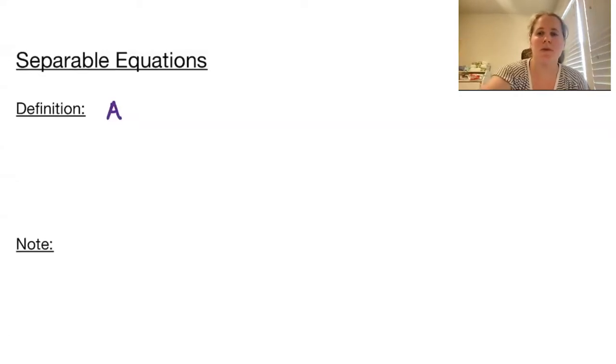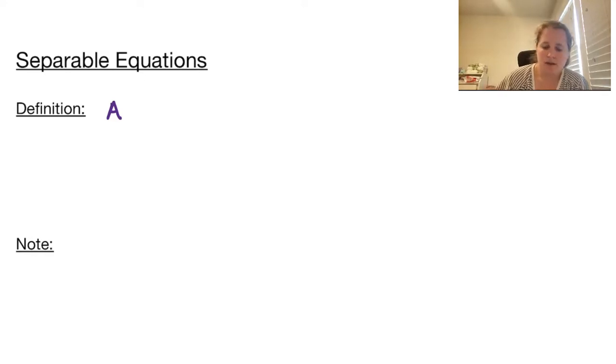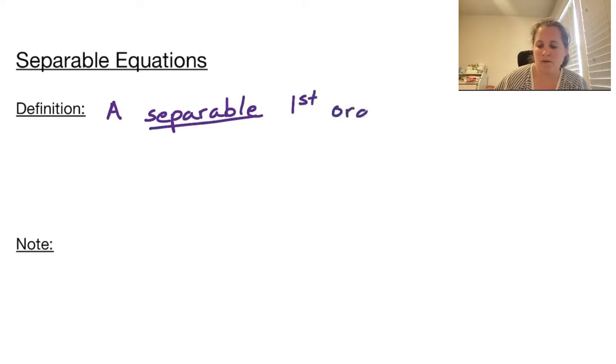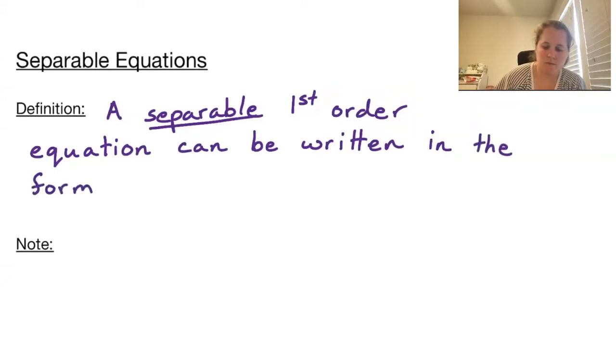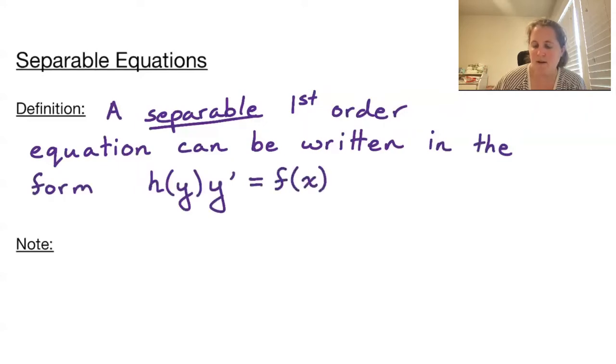Welcome to separable equations. So, definition: a separable first order equation can be written in the form h of y prime is equal to f of x.